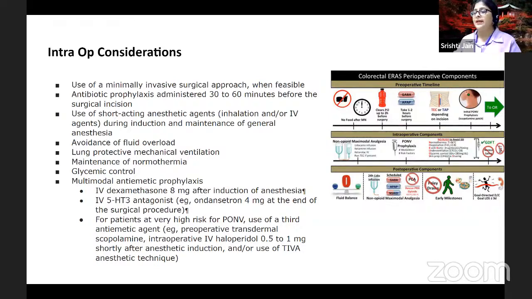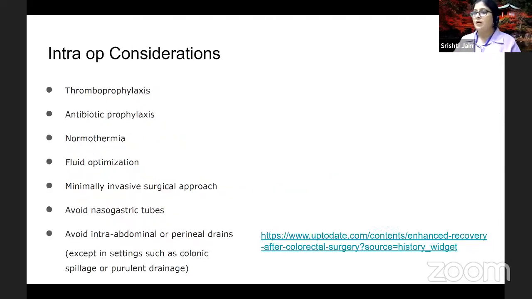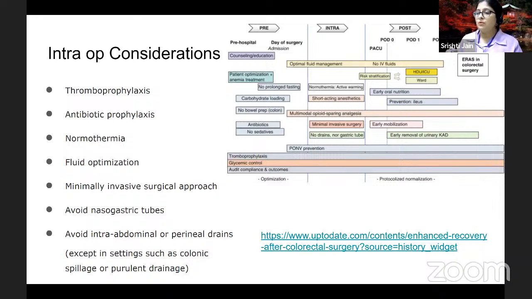Use of short-acting anesthetic agents, inhalational, are preferred over the IV. Avoidance of fluid overloads, goal-directed fluid therapy, not just a fixed rate. Lung protective mechanical ventilation, maintaining normothermia, glycemic control, multimodal antiemetic prophylaxis like dexamethasone after the induction of anesthesia, ondansetron at the end of the surgical procedure. For patients who are at very high risk of post-operative nausea and vomiting, we can give them a third antiemetic like scopolamine or intraoperative IV haloperidol. And we also have to think about avoiding the intra-abdominal or perineal drains. Yes, again, this is against our norm, which we have been doing.